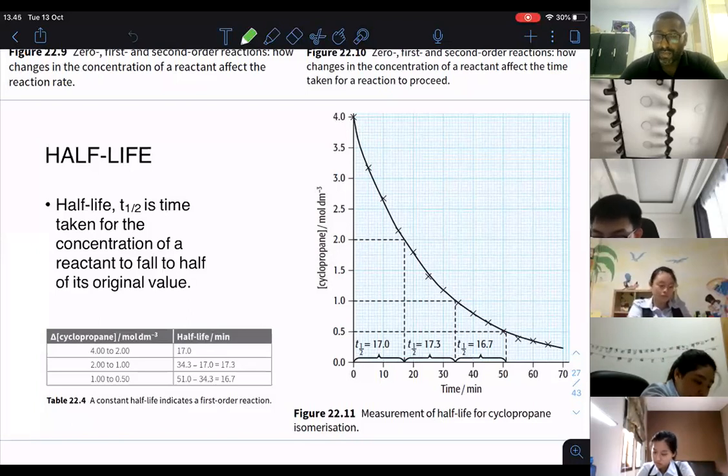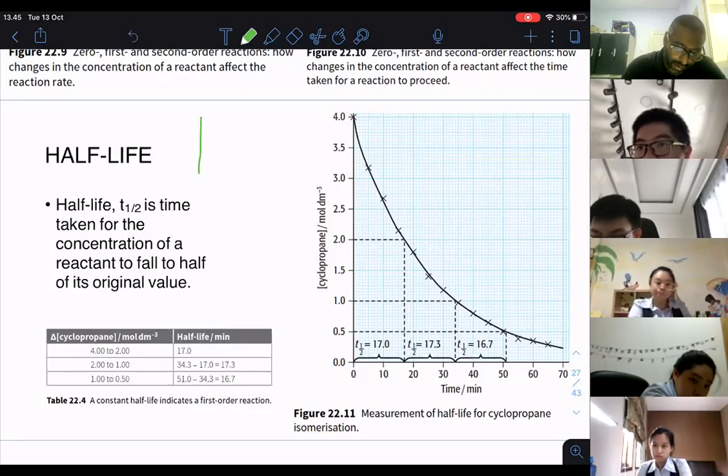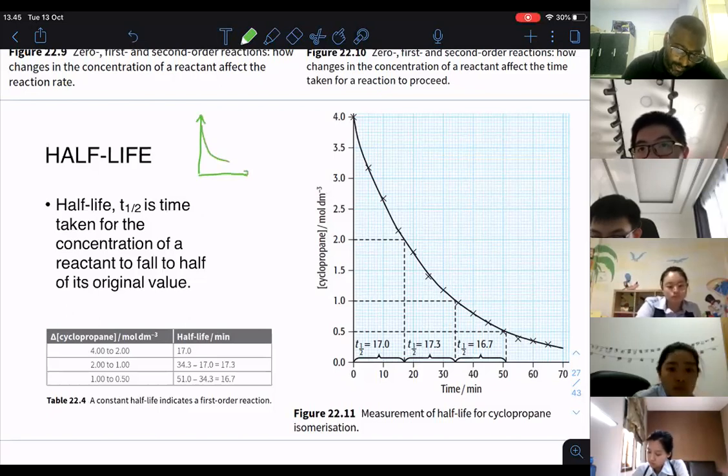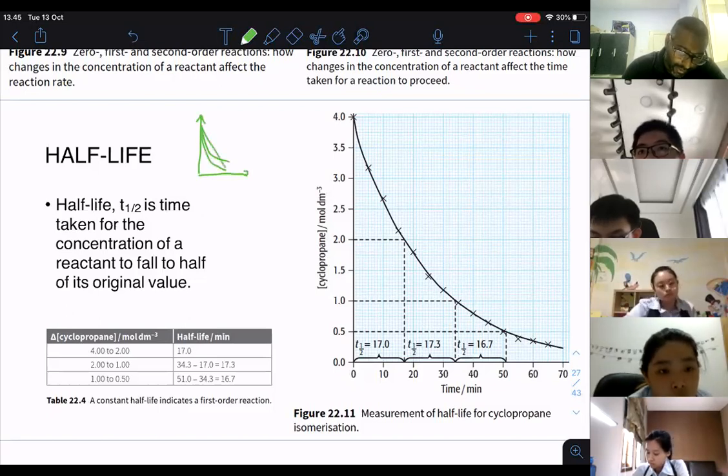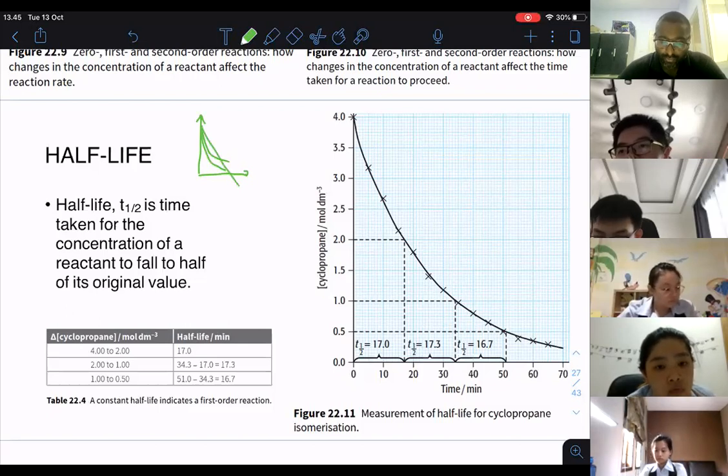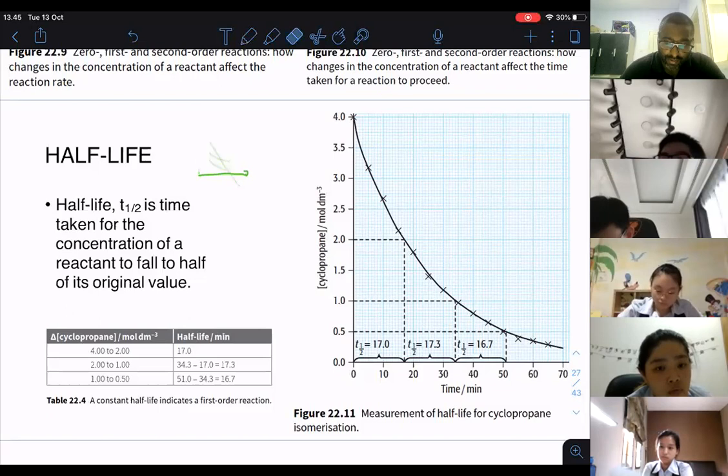We know that for concentration against time, we have three graphs. I'll just do it again: one like this, one like this, another one like this. Let it be any kind of graph.